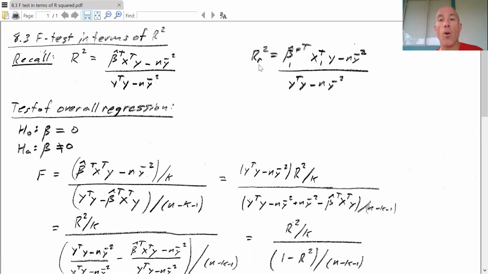Now, if I'm interested in R squared for a reduced model, it's very similar. It's just that now I've got the reduced model coefficients and I've got the reduced model predictor variables involved. Okay, that seems natural, right?